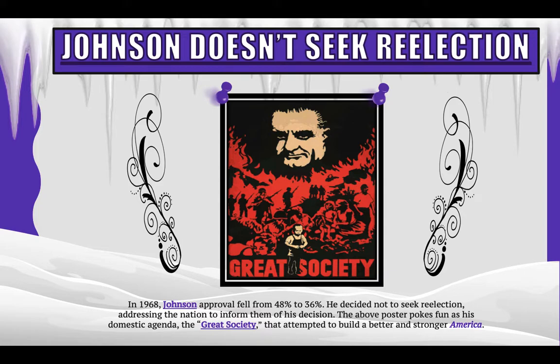Johnson's presidency largely becomes defined by the conflict in Vietnam. In 1968, following the Tet Offensive, his approval rating falls from 48% to 36%. It's really interesting because LBJ was very similar to Franklin Roosevelt in his pushes to really create social legislation. He creates Medicare and Medicaid, and a lot of the social systems that we still use today, and he really wanted that to be the defining legacy of his time in office, but it becomes all about Vietnam.